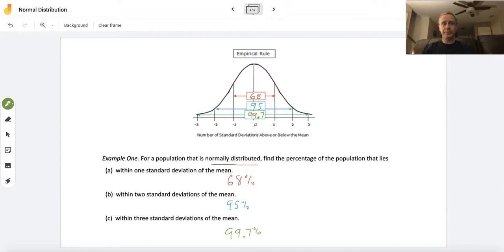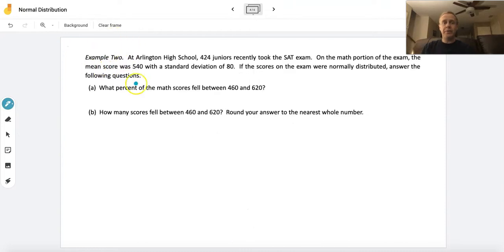Okay, so now in example 2, we have at Arlington High School, 424 juniors recently took the SAT exam. On the math portion of the exam, the mean score was 540 with a standard deviation of 80. The scores on the exam were normally distributed. Answer the following questions. Part A asks, what percent of the math scores fell between 460 and 620?